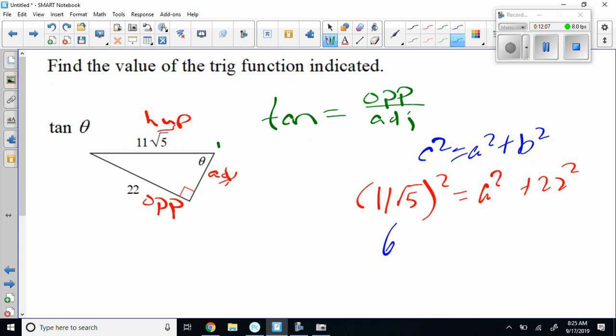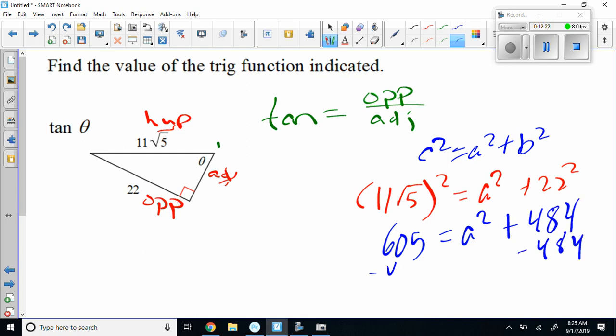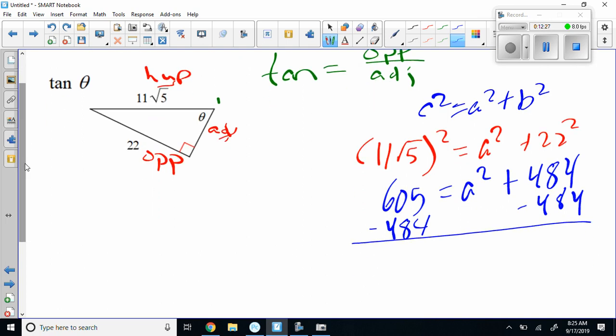605? Did y'all get that when you squared 11 times 5? Yes, equals a squared plus 22 squared, which should be 444, right? 484, yeah. All right, so subtract 484. What do we got? 605 minus 484. 121 equals a squared. Ladies and gentlemen, y'all can see that that is a perfect what? Thank you. So a equals what? 11. Good. So there you go.